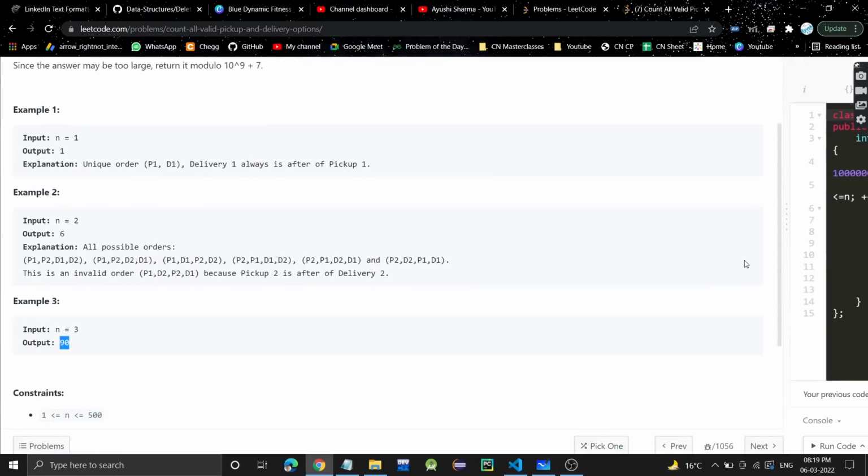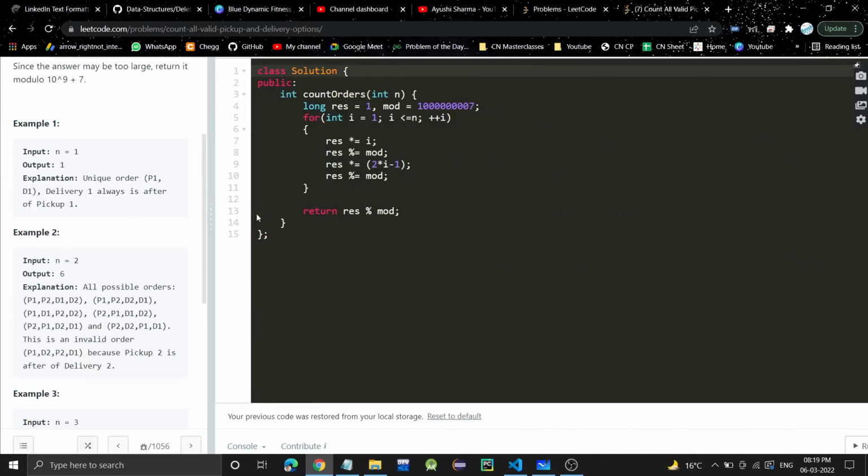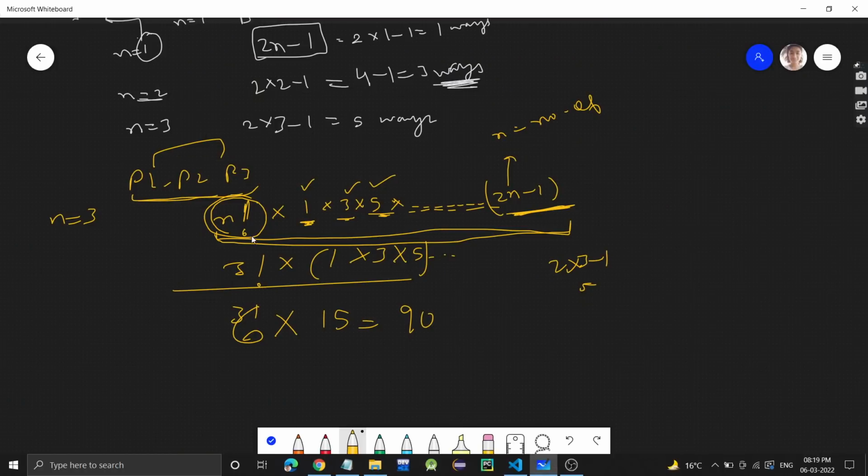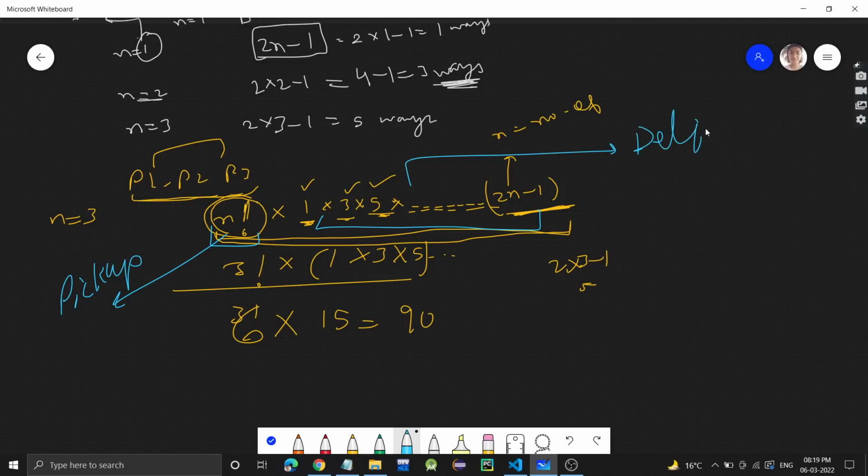Dry run once, you will better understand. So see, what we need to do is find this n factorial and 1, 3, 5 up till 2n minus 1. So this is for the pickup, and this is for the delivery arrangement. These are the delivery arrangements, that is d1, d2, d3 up till dn, right. And this is for p1, p2, p3 up till pn.